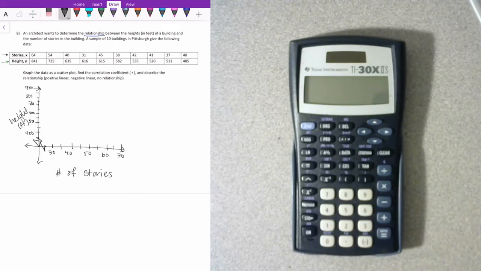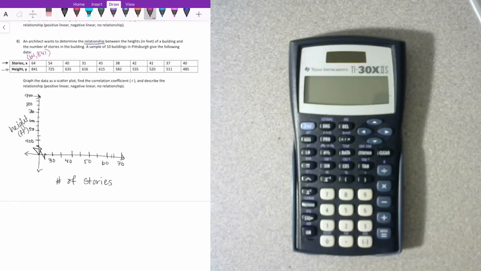So we're going to graph each point. Each data pair is seen as an XY point. So for this first one it is 64 stories and 841 feet. So the X value is 64. So that's about here-ish. And then I go up 841. So 64 to 841 is, estimating, somewhere kind of around here.